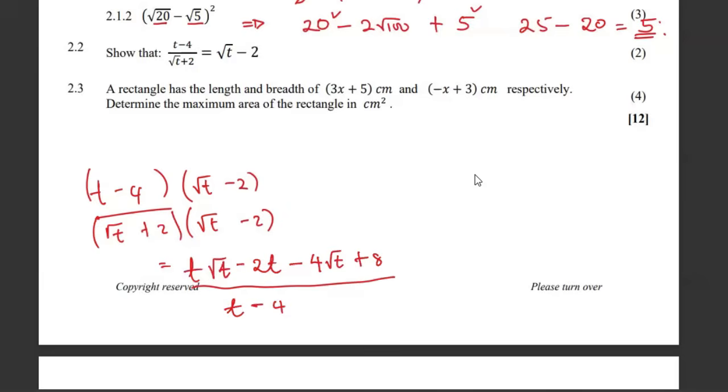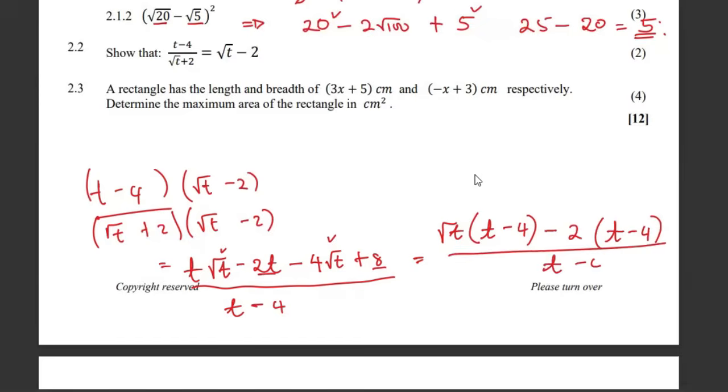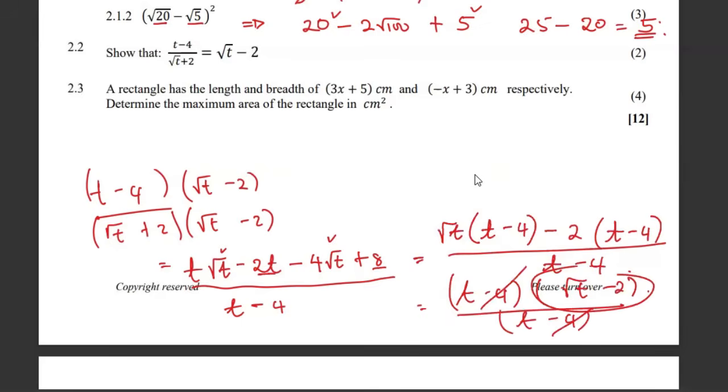Okay, so do we have any like terms? We have this and that. So if I try to do the grouping of it, it's going to be a root t into a t minus 4. And then this one and that, I'll take out the minus 2 into a t minus 4. Everything is over t minus 4. Then take out the t minus 4, I'll be left with root t minus 2 over t minus 4. So this cancels that, and that is what they wanted us to rationalize.